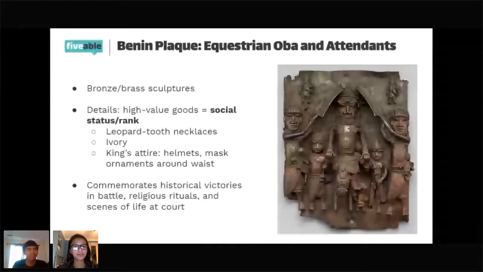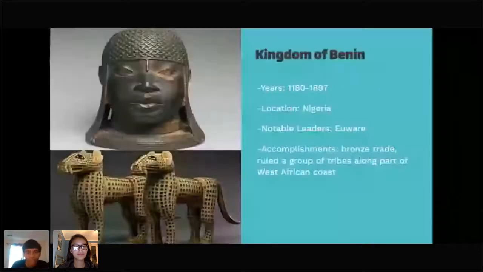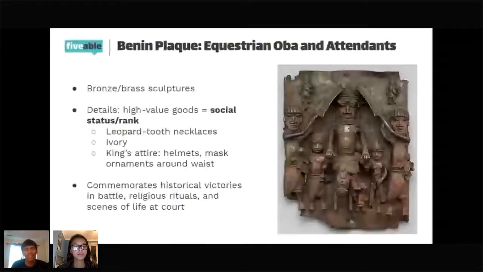Also show their religion, their reverence to nature, with once again the animal figurines here. And it showed scenes of life at court. So once again, especially in this plaque where the king is sitting down, he's surrounded by his attendants. That's a typical scene you would see in everyday noble royal Benin life. And they also have him in a leadership position because he's standing in this very straight position. He's not smiling, because when you're smiling in art, it doesn't really make you fear the person.